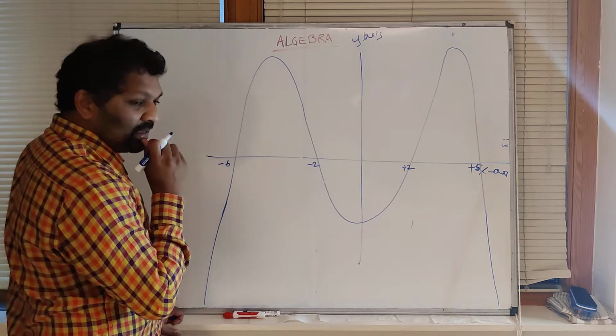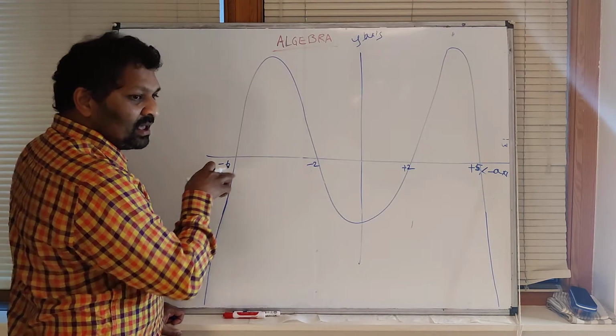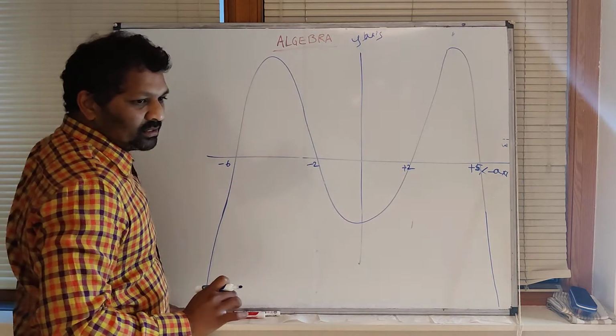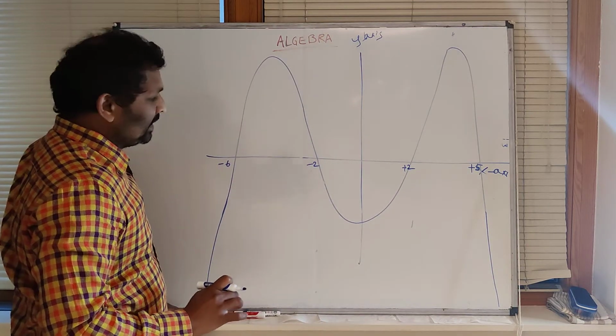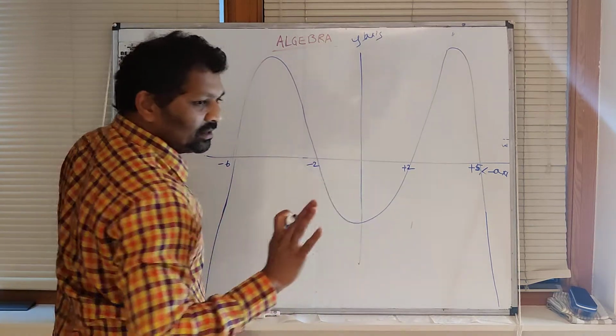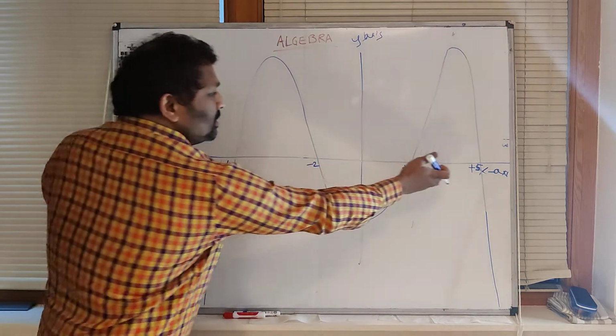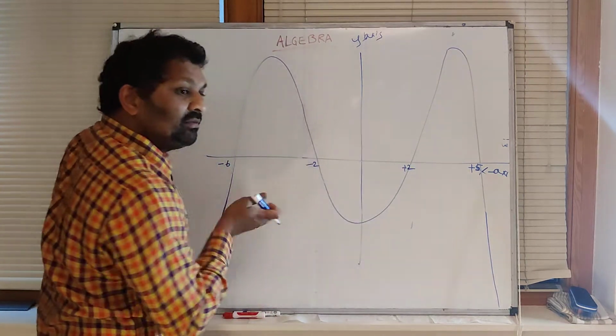Okay, let's try to build an equation for this graph, for this shape. These are the roots. The roots are nothing but the points at which it is meeting the x-axis. Having those roots known to us, we can build the factors.